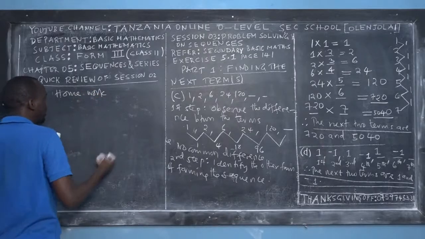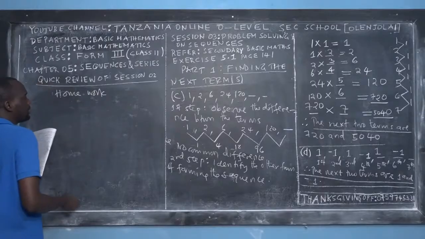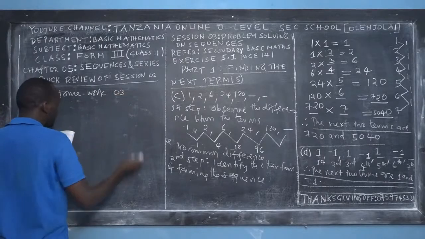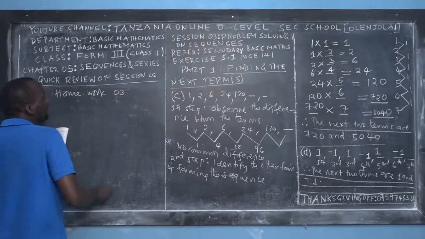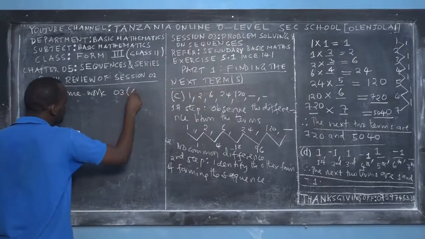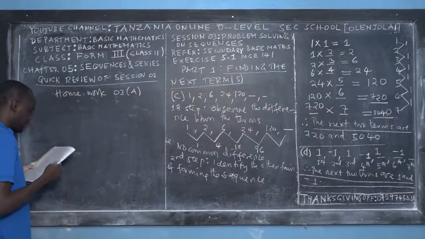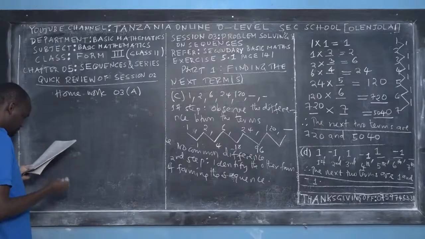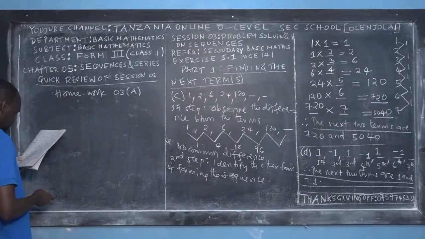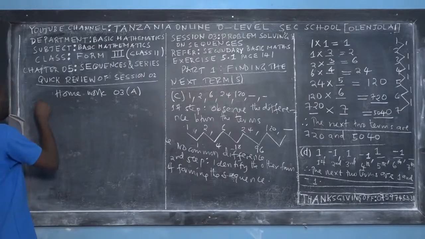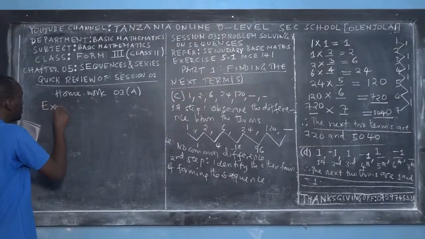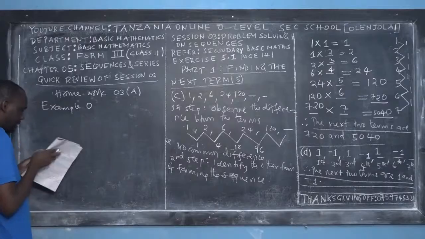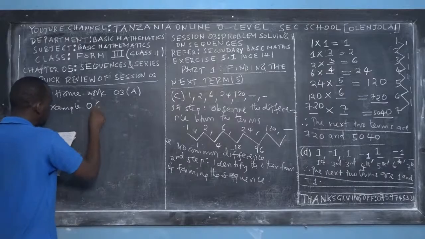And for the homework, we are still solving the same exercise, right? We call it homework 3 because it's lecture 3. So this is homework 3, part A. I have 2 questions selected, in sequences. This was example 5, so this will be example 6.